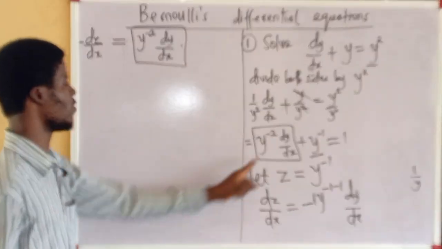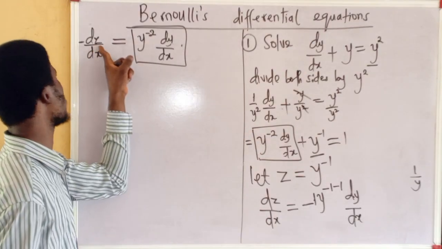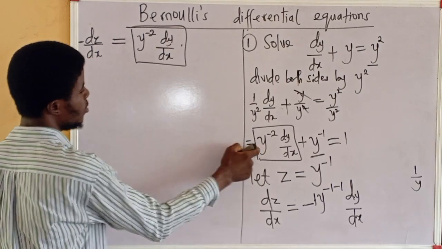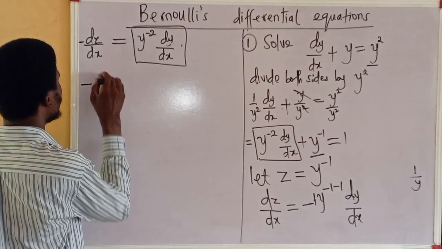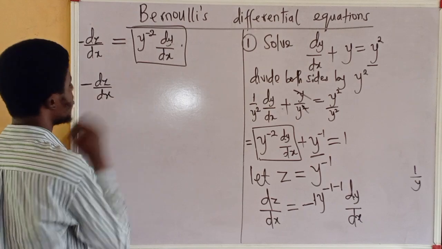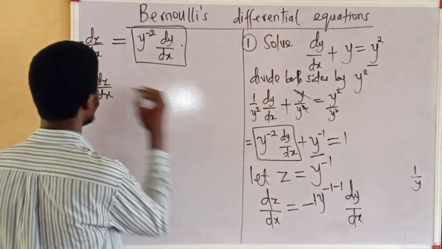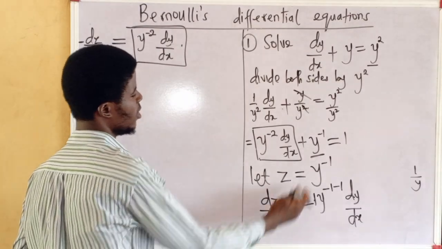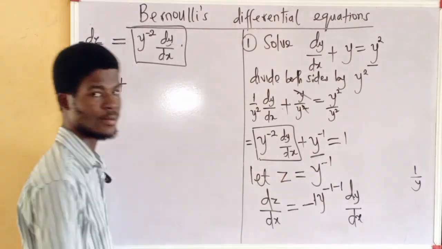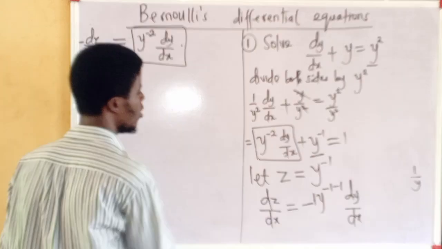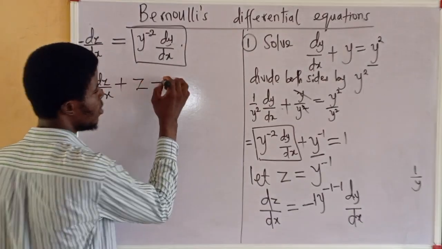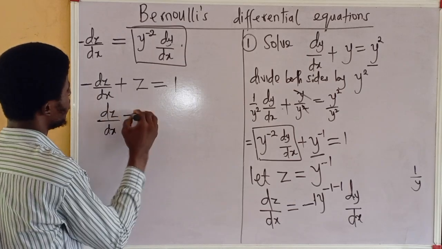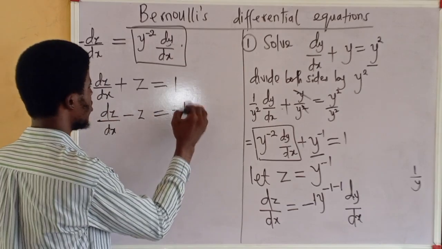That means in place of this now, I can write minus dz/dx. We're going to plug this into this: minus dz/dx, plus y to the power of minus 1. Remember we said let z be equal to y to the power of minus 1. So in place of y to the power of minus 1, I'm going to write z. And this is equal to 1. The dz/dx will have minus z equal to minus 1.